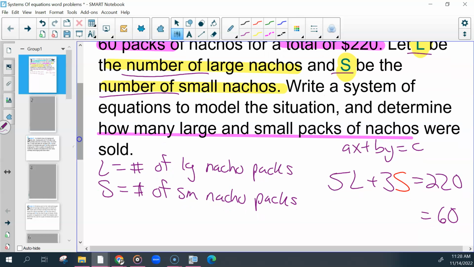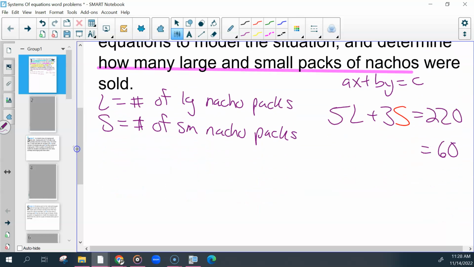Number of, and we know that both of those are already S and L. So to write our equation, we're going to add those two variables together. Sometimes you might see number of, sometimes you might see amount of, cost of. So anything that you see blank of, it might be involved in an equation.